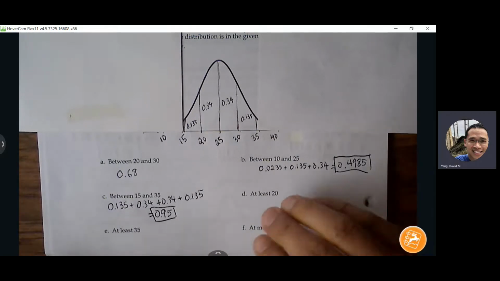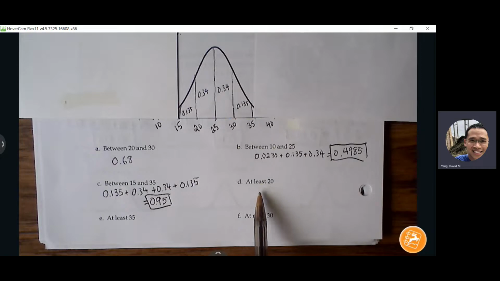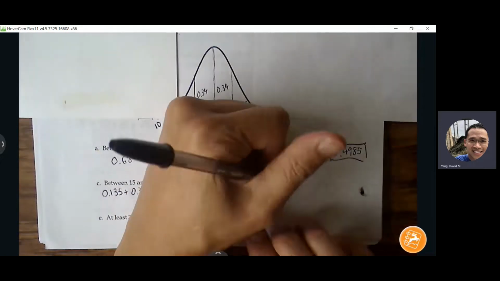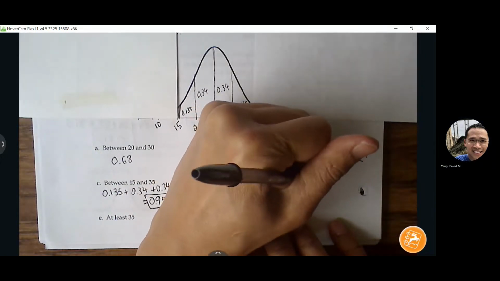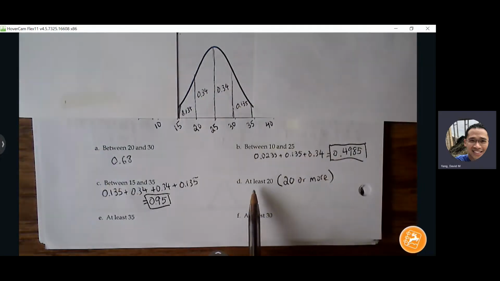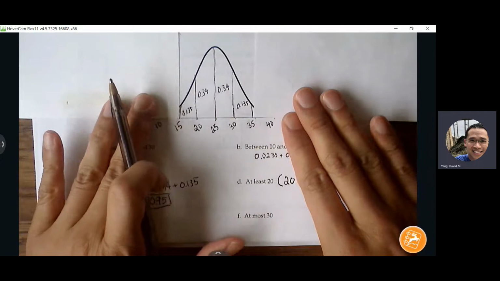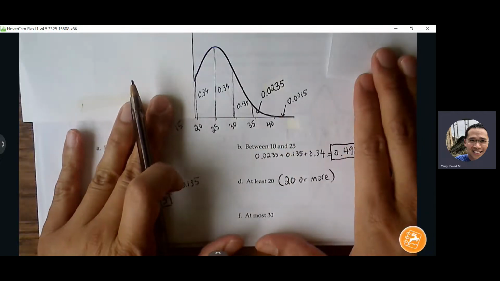Okay, sometimes students get stuck with the wording here. What does at least 20 mean? 20 or more, good. At least 20 means 20 or more. Sometimes we get thrown off. We see the word least, we think that is to the left, but it's going to be to the right, 20 or more. So that means we want to look to the right of 20.